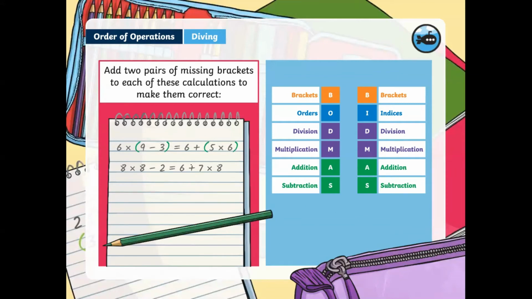And then below that, we've got 8 times 8 minus 2 equals 6 plus 7 times 8. And we can see that if we put the brackets around the 8 and the 8, we get 64 minus 2, which is 62. And then on the right-hand side, 7 times 8 is 56, plus 6 is 62. Okay.